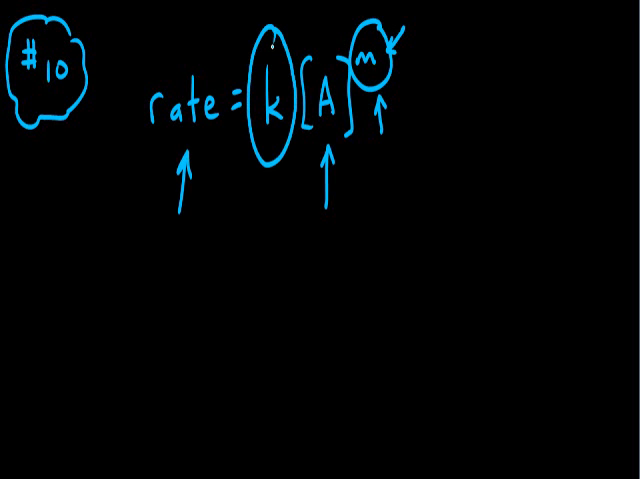Repeat this several times, changing and using different concentrations of A, different average rates, calculate K for each one of those trials, and then average that value of K to get an average value for our rate constant for this particular reaction.